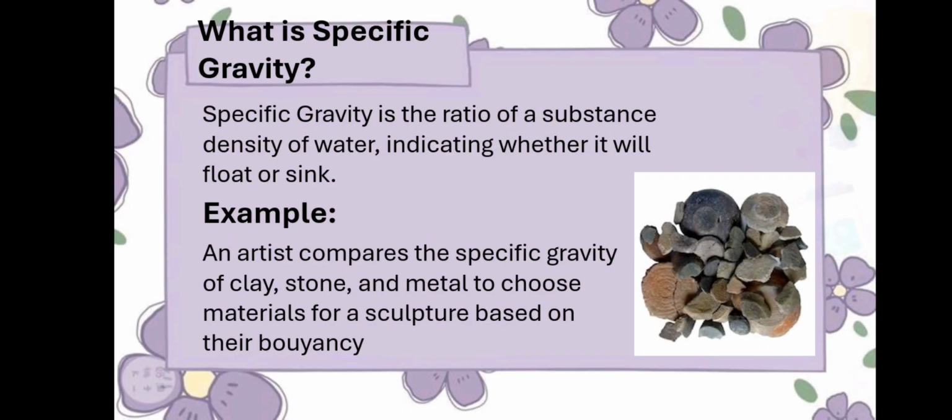Now, let's discuss specific gravity. Specific gravity is the ratio of a substance's density to the density of water. It helps us know whether something will float or sink in water. For example, an artist comparing clay, stone, and metal will choose materials based on their specific gravity to know how heavy or light they are compared to water.